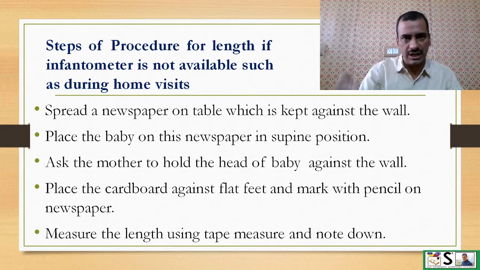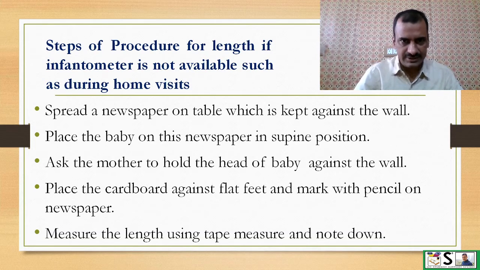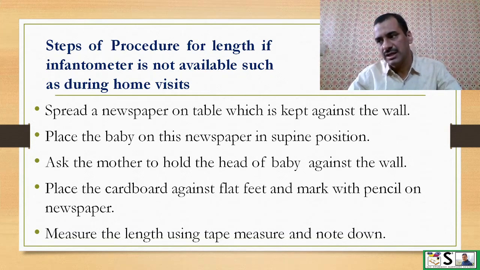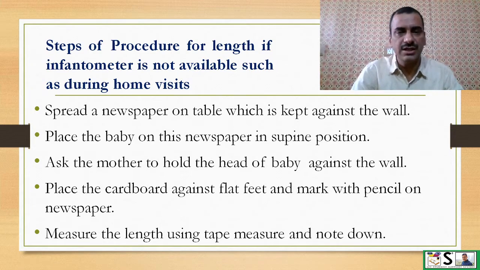Now we take a cardboard and place the cardboard against the flat feet of the baby and mark with a pencil on the newspaper up to the level where the cardboard is placed. Now we ask the mother to take the baby away in her lap, and then we measure the length of the mark which is placed on the newspaper from the wall. So this will be the length of the baby. It is an improvisation of the infantometer.